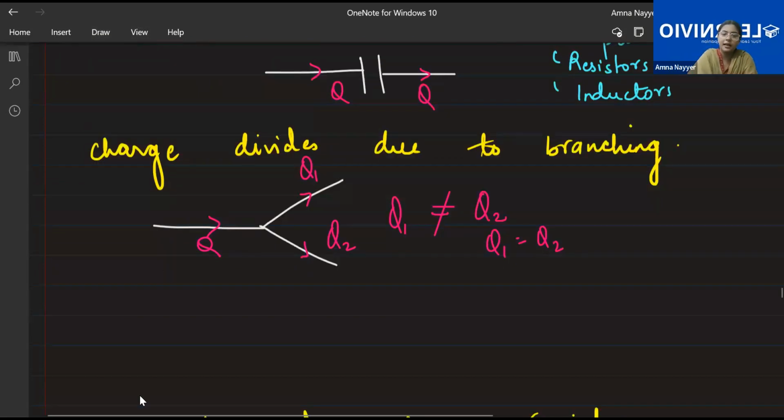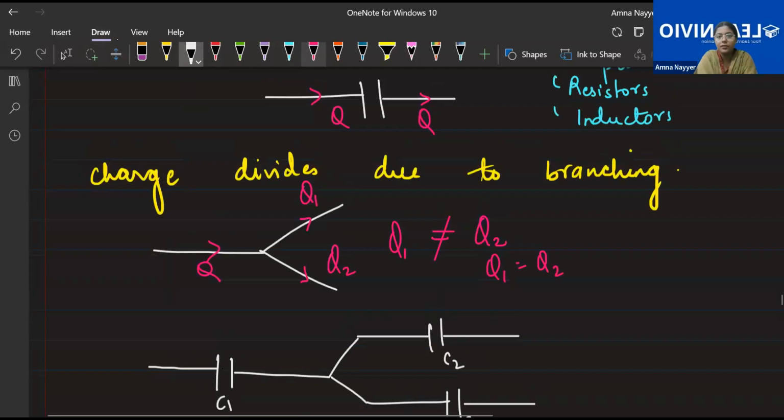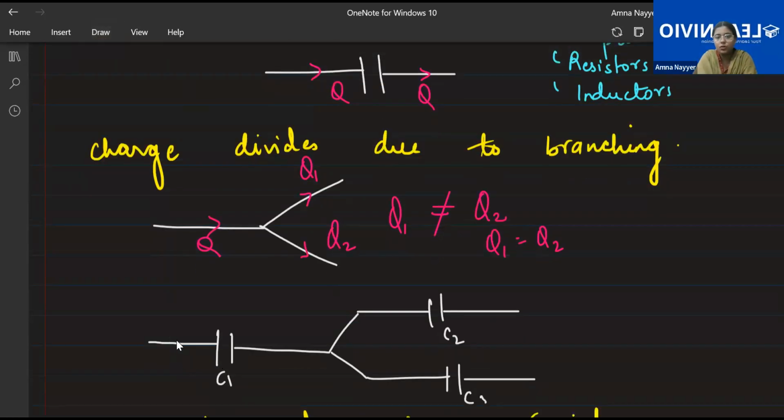Let me give you an example. This is a capacitor here. Then there is a capacitor. Here is another capacitor like this. Now, let's say this is C1, this is C2, this is C3. So look, Q amount of charge is coming. Tell me, Basmi, here will it be Q or will it change?